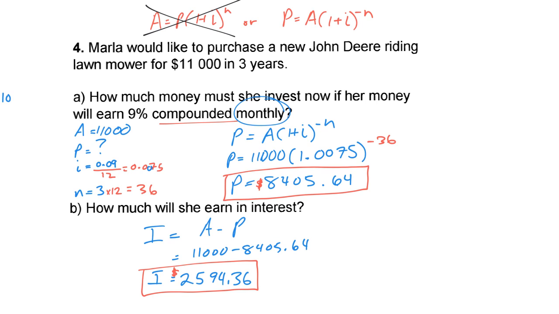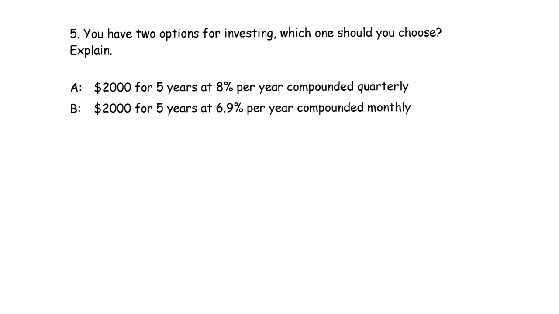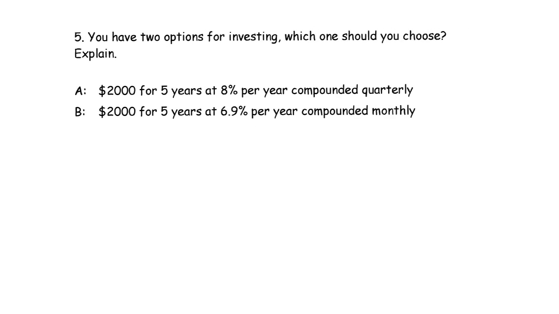So now let's move on to our final example for our review, which is this problem here. You have two options for investing. Which one should you choose? And we're going to have to explain it. So for this problem, you're given two options for different investments, right? We have to decide whether we're using the present value or the future value. So the basic compound interest is for this because we want to find out how much we have at the end of each of these terms.